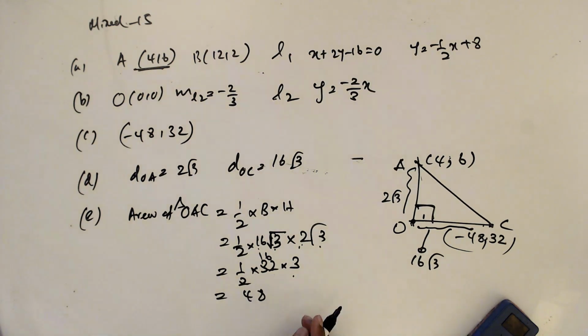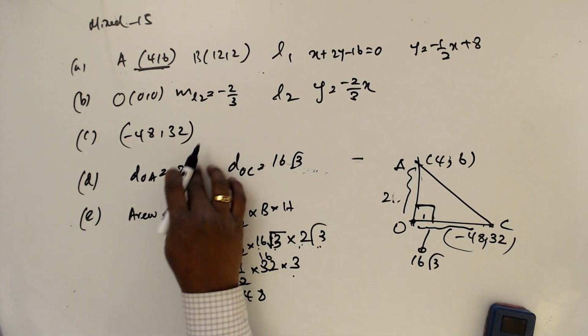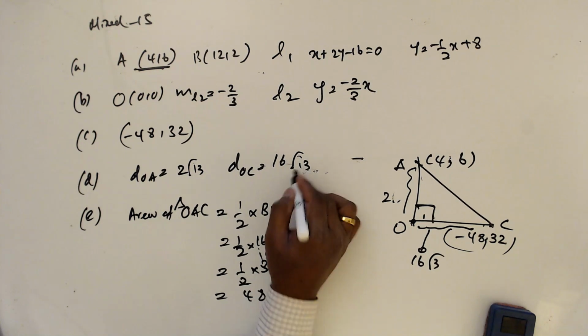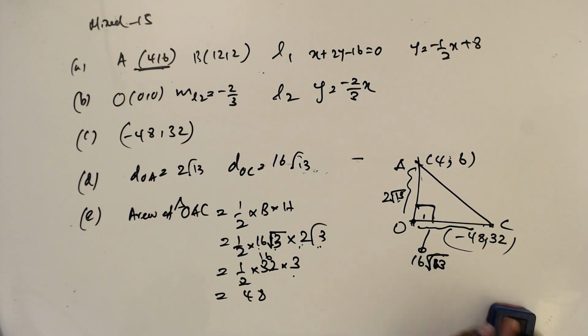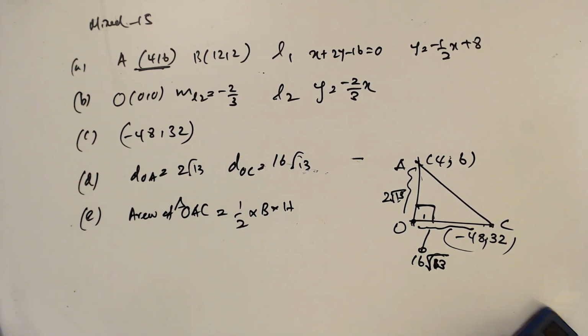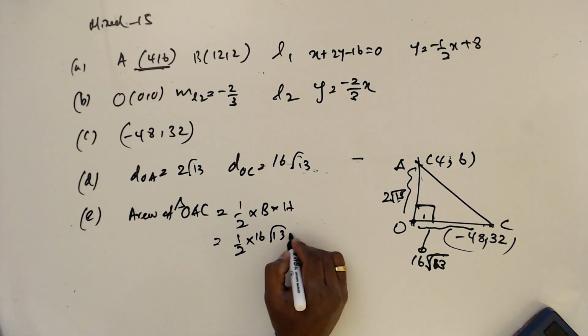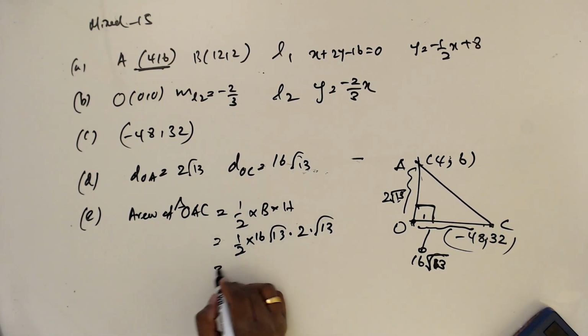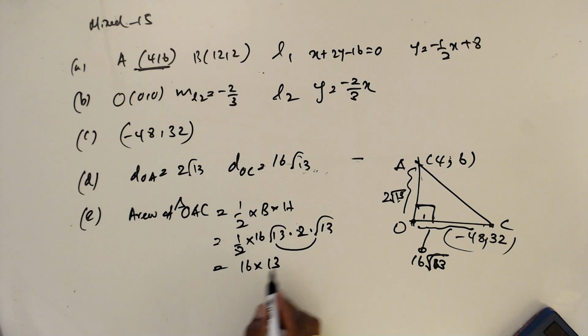Let me think. Sorry for the mistake. This is not 3. This is all 13. Yeah, I missed that. Sorry about this. Now half base 16 times square root 13 times 2 times the square root 13. It means this cancels out. 16 times 13, square root times square root 13. So this is going to be 208 unit square.